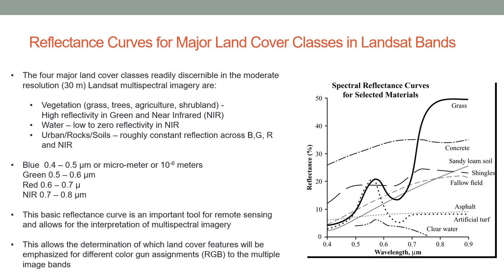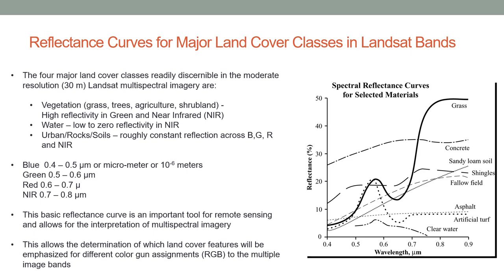Such that typically forests might have a greater near infrared reflection than just grasslands or agriculture. Water has low to zero reflectivity once again in the near infrared, such that if you look at water in the near infrared Landsat bands, it will typically be very dark, very low reflectivity. And urban rocks and soils are roughly constant across blue, green, red, and near infrared. Here's a reminder for the band assignments for blue, green, red, and near infrared. And it is left as an exercise to the students to correlate these to the Landsat bands, especially for Landsat 5, Landsat 7, and Landsat 8.